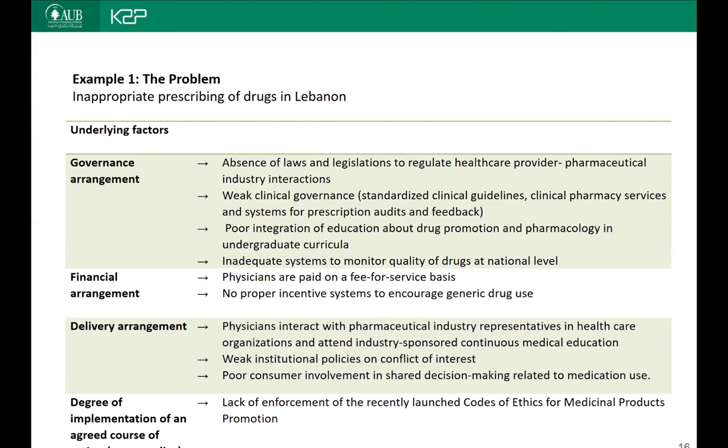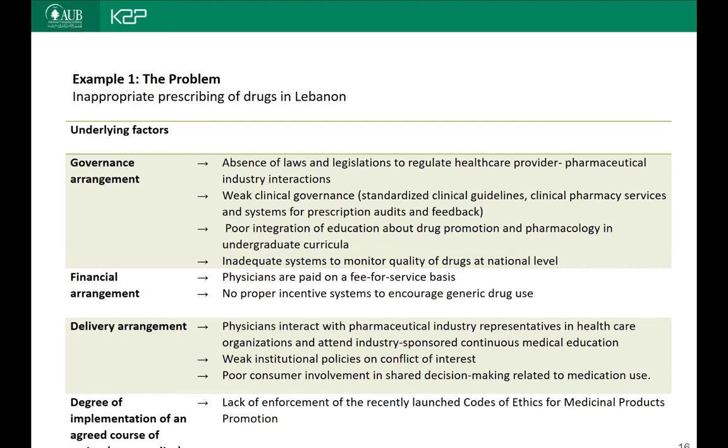Moving to the financial arrangement, we found that there are no proper incentive systems to encourage generic drug use. We also found that physicians, particularly those in the private sector, are paid on a fee-for-service basis, which of course would create incentives for them to prescribe expensive brand name drugs. At the delivery arrangement, we found that in many hospitals, there is a culture that is accepting of physician-pharma interaction. We found weak institutional policies on conflict of interest and poor involvement of patients in decision-making related to medication use.